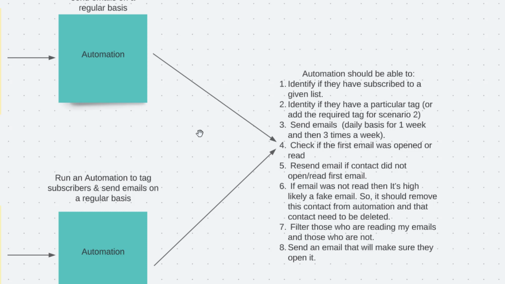And if the resent email was not read, then it's highly likely that it's a false email. So it should remove this contact from the automation and put the contact in a to-be-deleted list, or put a to-be-deleted tag. Then it should filter those who are reading your emails and filter those who are not. And lastly, it should send an email that will make sure that they actually open it. Now, I can't emphasize enough how important brainstorming about your automation is. Now, let's get into creating your automation, all right?